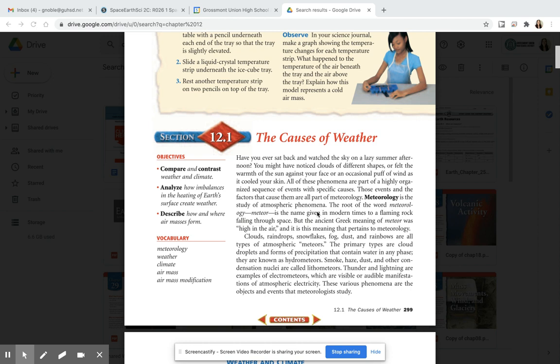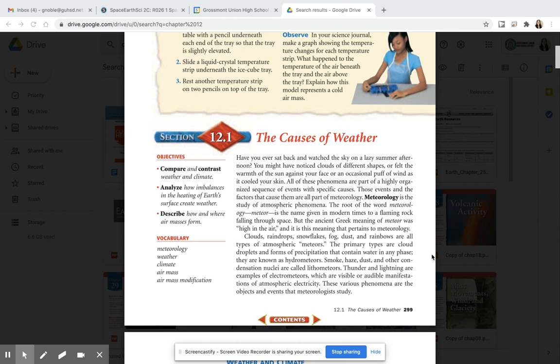Those events and the factors that cause them are all part of meteorology. Meteorology is the study of atmospheric phenomena. The root of the word meteorology, meteor, is a name given in modern times to a flaming rock falling through space. But the ancient Greek meaning of meteor was high in the air, and it is the meaning that pertains to meteorology. Clouds, raindrops, snowflakes, fog, dust, and rainbows are all types of atmospheric meteors.